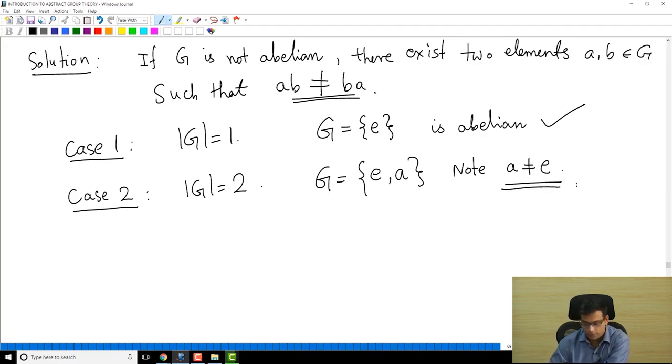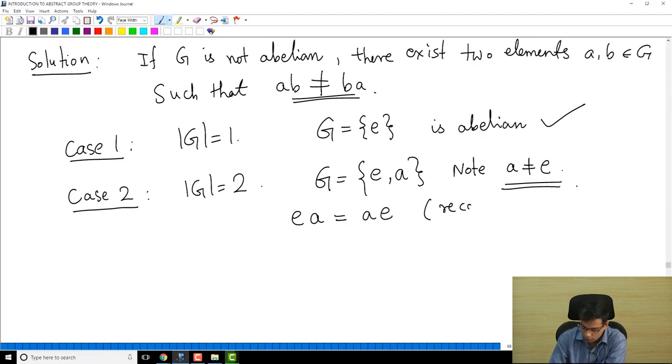Now, if G is not abelian, again let me remind you, there exist 2 elements which do not commute with each other. In this case, if G is not abelian, that means E and A do not commute with each other. But that is certainly not the case. E and A do commute with each other because every element in a group commutes with identity, right.